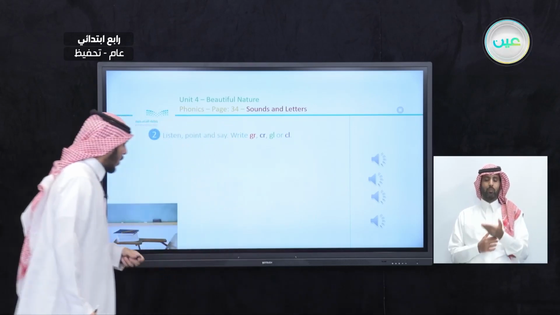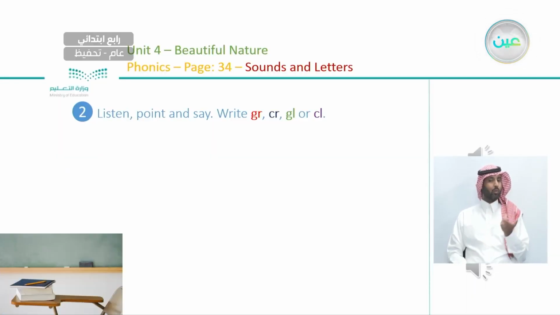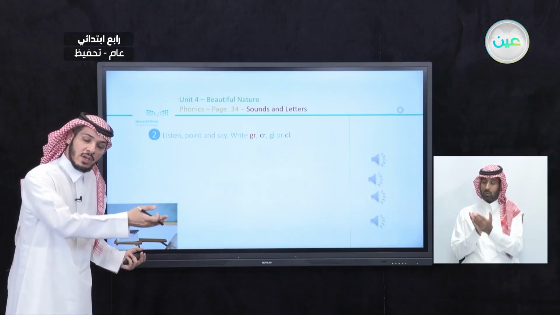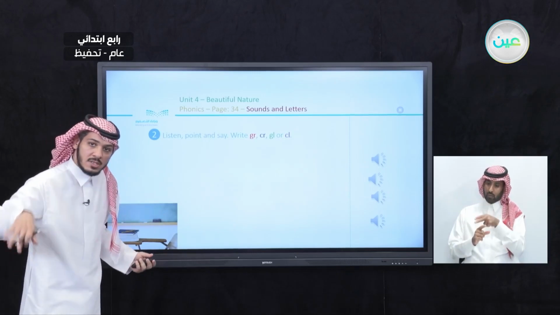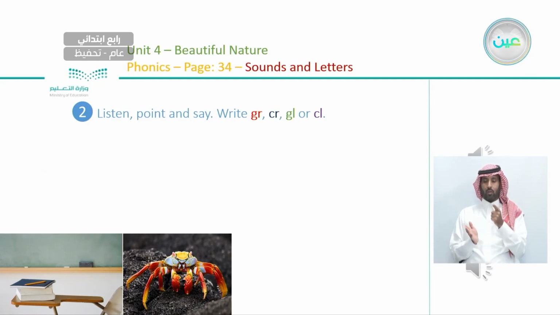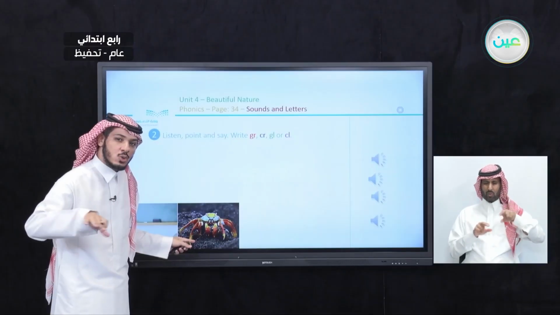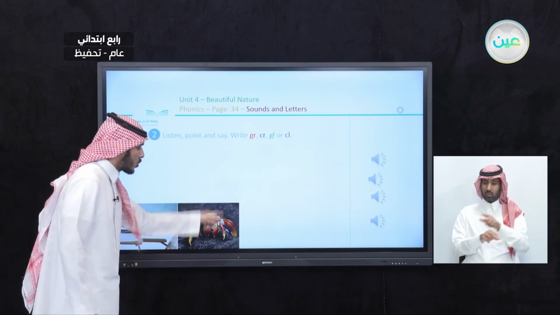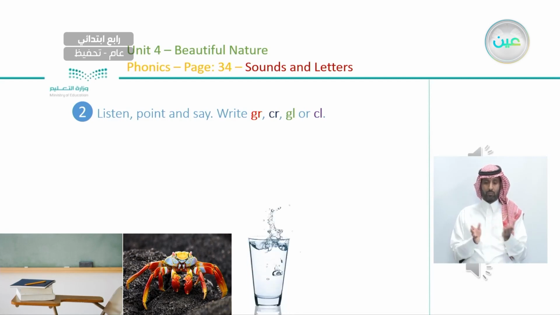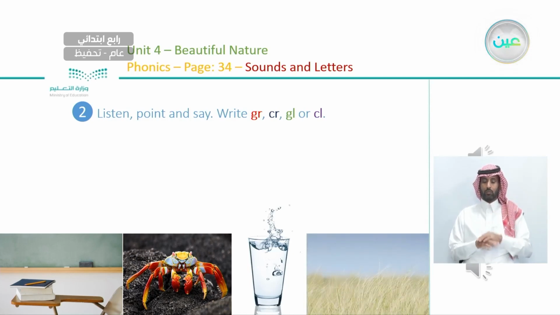Okay, now we have this. This is a class. When you go to school and you have a teacher and partners, this is called a class. After that we have this, the small animal you can find next to the sea, on the beach. This is called crab. Excellent. After that we have this, and this is called glass. After that we have this, and this is called grass.